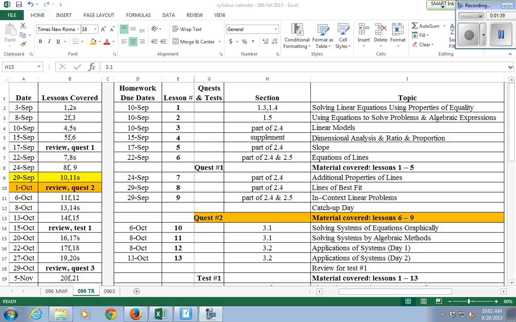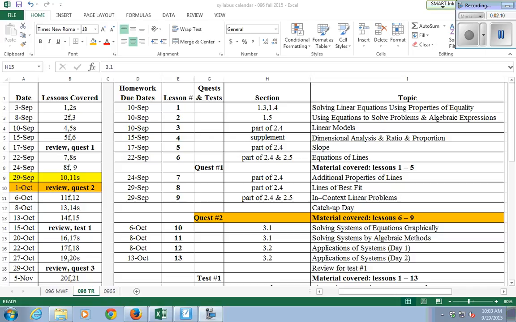Okay, so 6 was equations of lines. 7 was additional properties of lines, and that's where we talked about horizontal lines, vertical lines, parallel and perpendicular lines. Then we talked about lines of best fit when you have some data, and then in context linear problems, which was again finding equations of lines. You just had to pull out from the little paragraph 2 points and find the equation of the line. So it's all about equations of lines. That's the big umbrella topic.